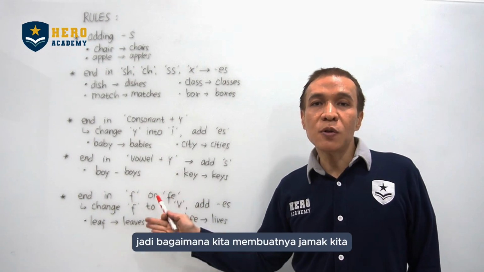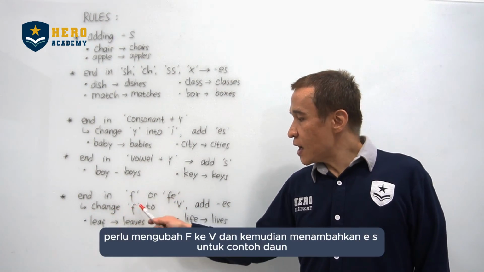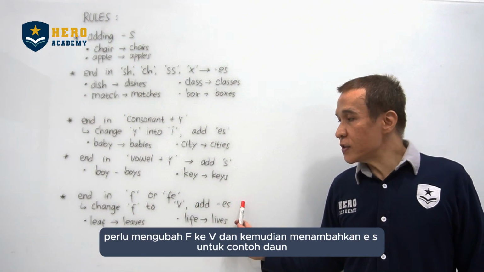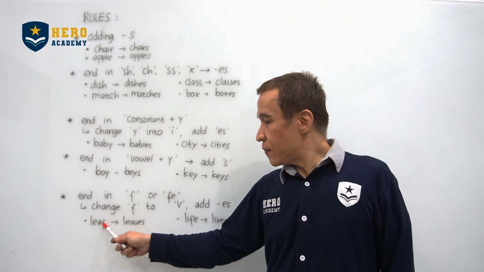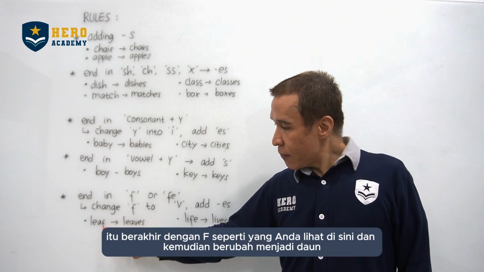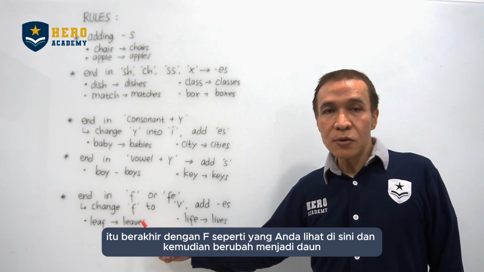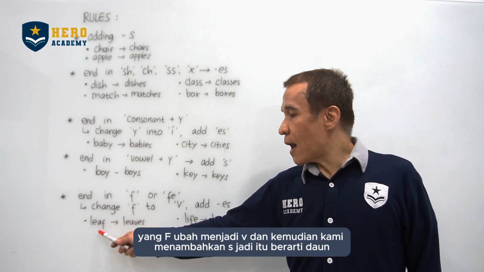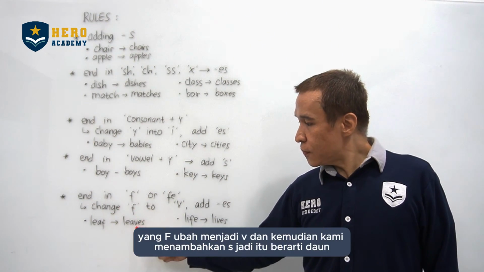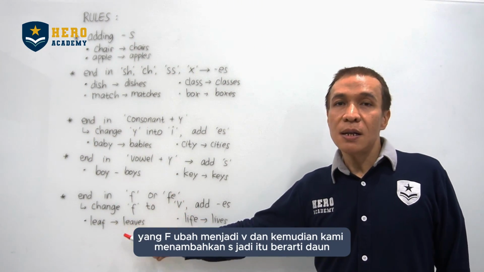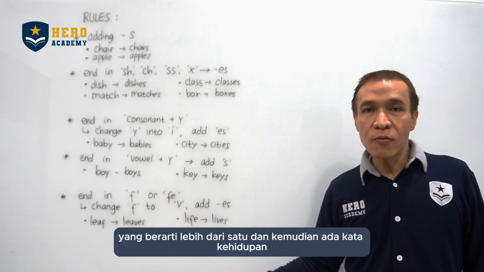Now let's look at the next nouns which end with f or fe. So how do we make it plural? We need to change f to v and then add es. For example, leaf. It ends with f, as you see here, and then it turns into leaves, which f changes into v and then we add es. So it means leaves, which means more than one.